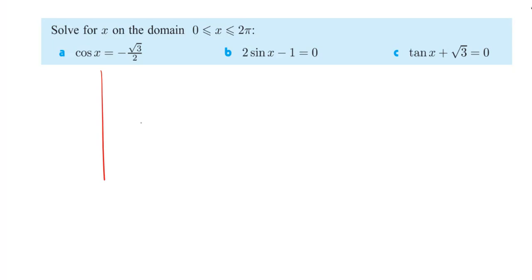If we imagine our unit circle, cosine is going to be our x-axis. So we are expecting our x-axis to be minus root 3 over 2, that point there. That means if I draw my unit circle around it, there's going to be two different values of theta.